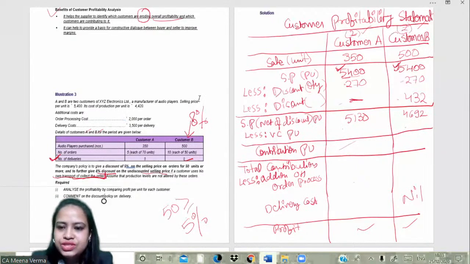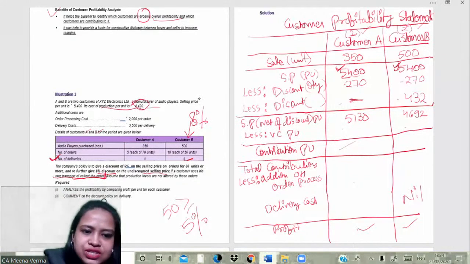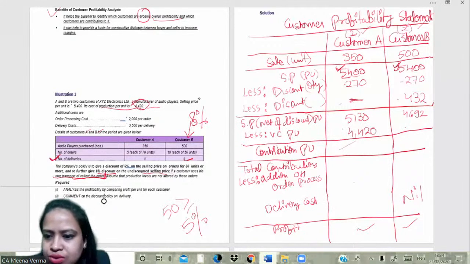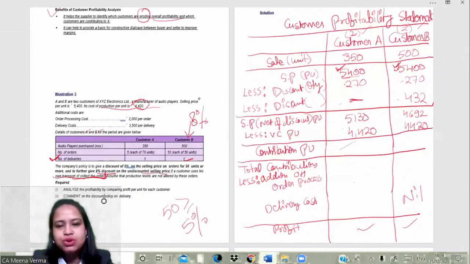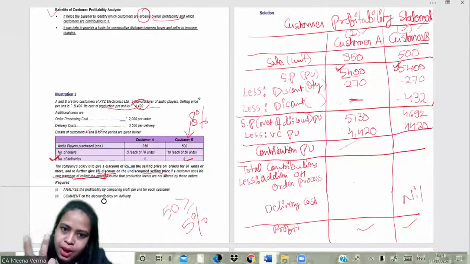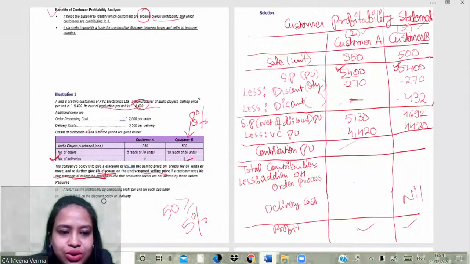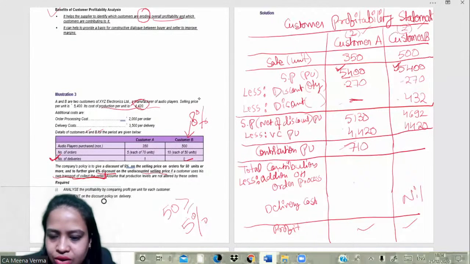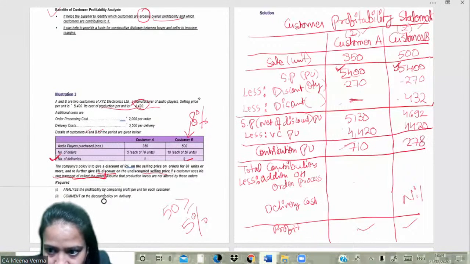Okay? Now you can see here that the variable cost of production is same for both of them. 4420 and 4420. It is same for them. But you can see here that the contribution for both the customers, you are selling the same product to 2 different customers, but you are receiving different contribution, not same contribution. Here you are receiving contribution. How much contribution? At this place you are receiving 710 contribution, and at this place you are receiving 278 contribution.